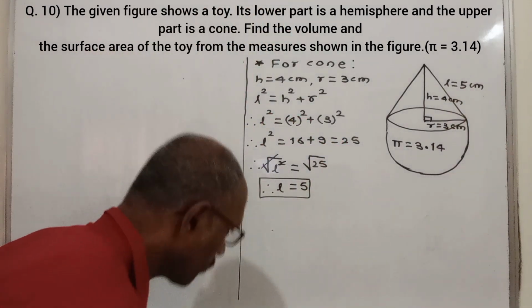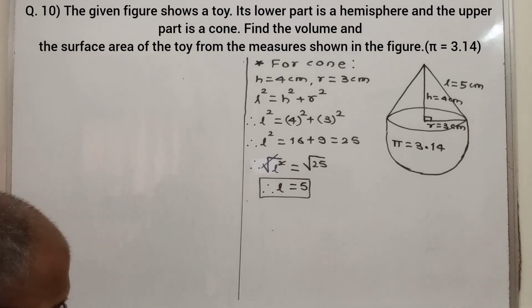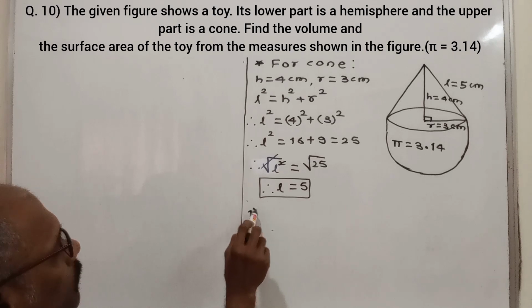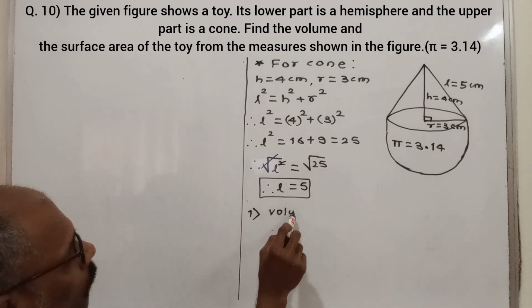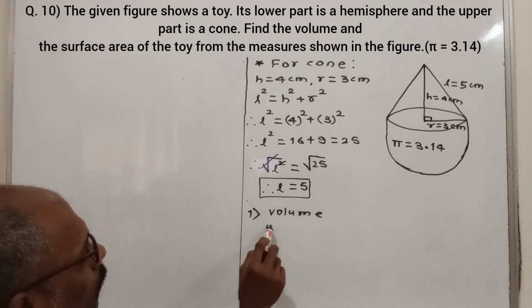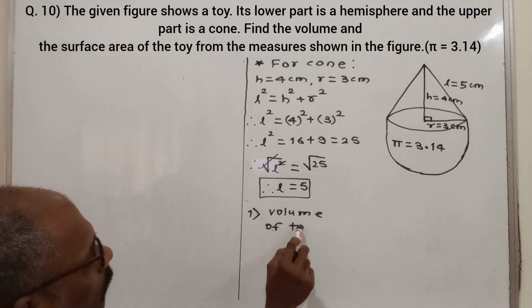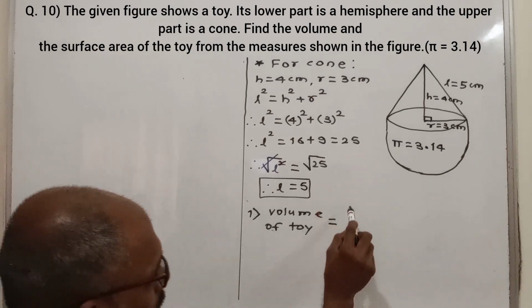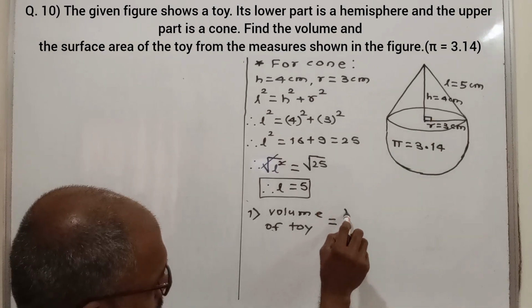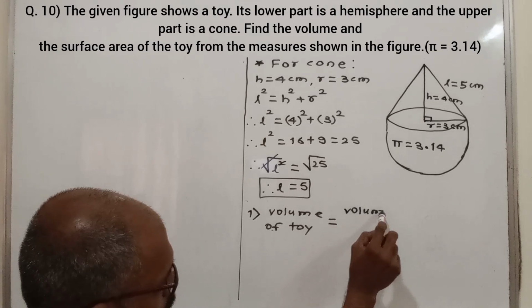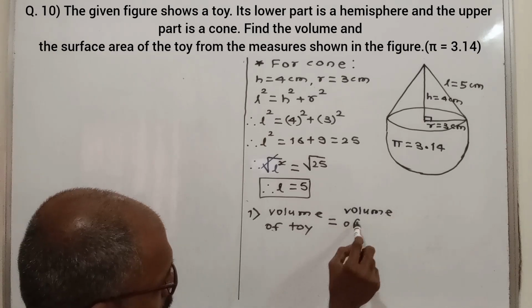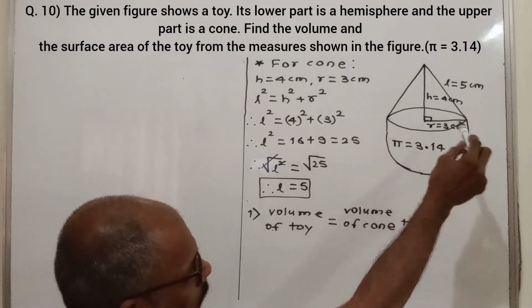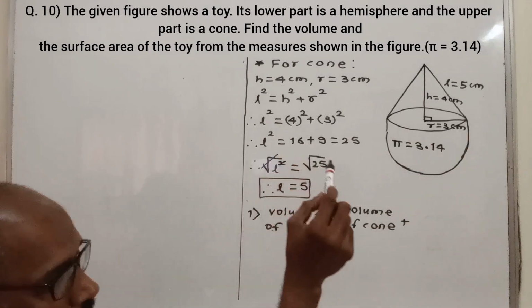Now first we will find the volume of toy. Toy is made from cone and hemisphere. So volume of toy is volume of cone plus volume of hemisphere.